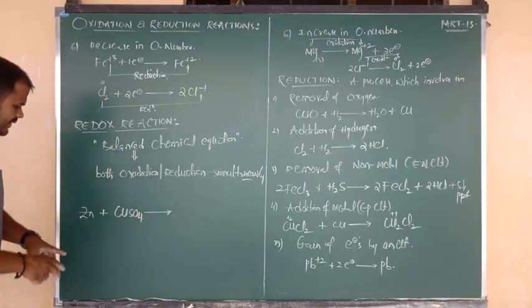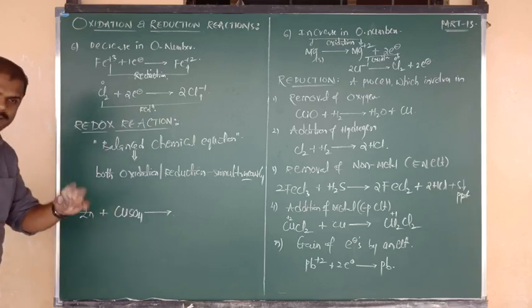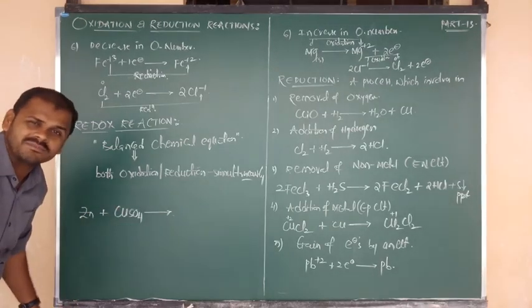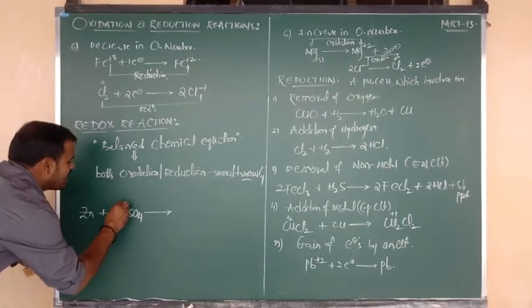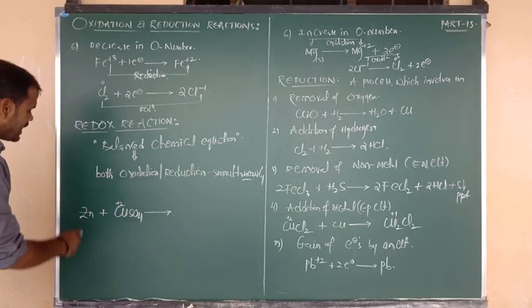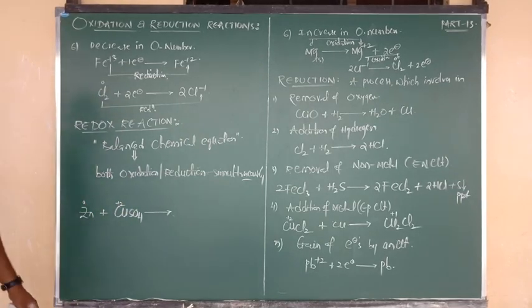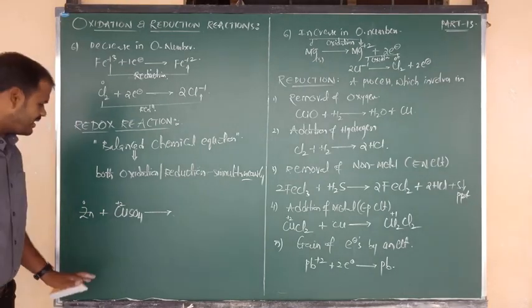Now listen carefully, in this equation how many metals are there? Two metals are there. One is zinc, one more is copper. But SO4 contains charge -2 and Cu contains charge +2. Here zinc is in free form, elementary form, so its charge should be 0. Okay?